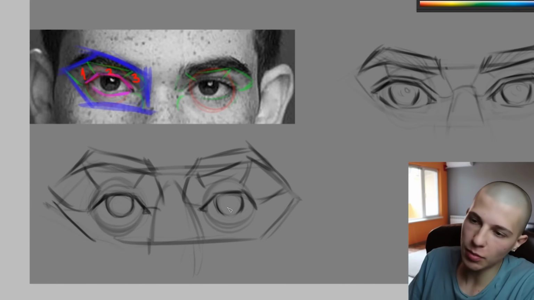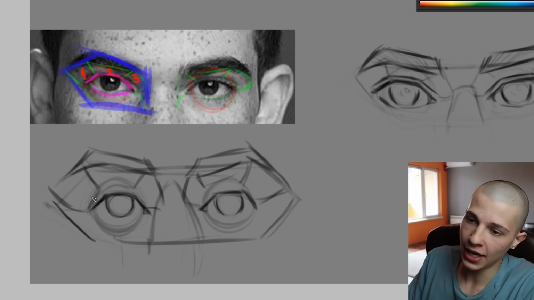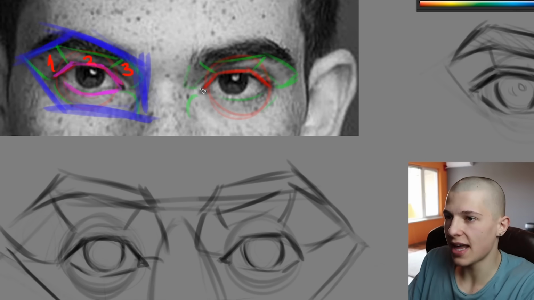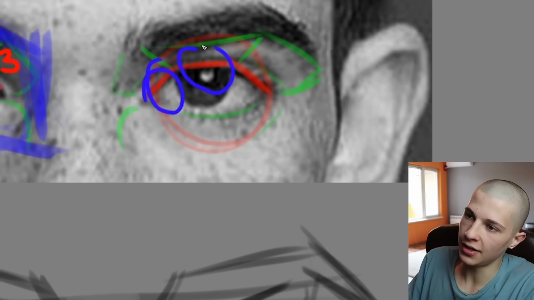And then after you have all the planes and the top eyelid and your character doesn't have a lazy eye, you can finally draw the bottom eyelid. But again, make sure that you draw the eyes with straight lines because that way you can really measure out the proportions of this line to this line.